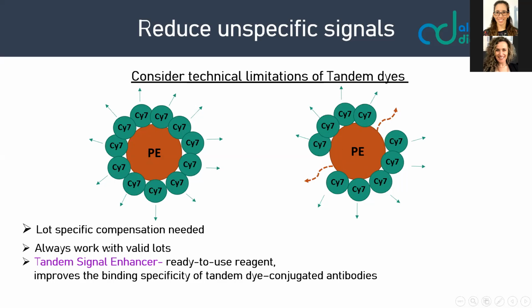So you should always work with valid lots, and the compensation is also specific for the lot, because there can be small variations between the conjugations of the tandem dyes. And of course, this is also the place to remind you that you can use the tandem signal enhancer that improves the binding specificity of tandem dyes by blocking the Fc receptors.